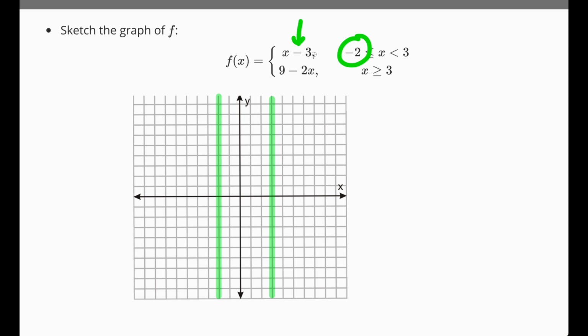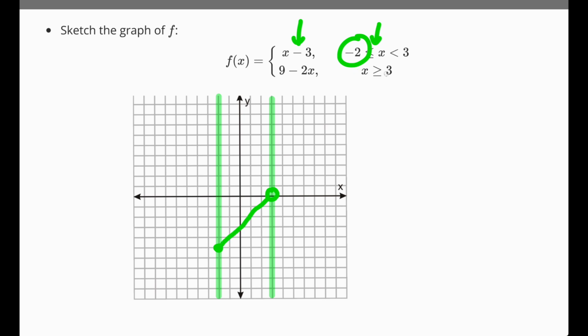First thing we're going to do is plug in -2, because that's the breakpoint, into this right here, and it's -2 minus 3 is -5. So 1, 2, 3, 4, 5, and it is going to be colored in because the -2 is included on that. It's less than or equal to. Then I'm going to plug in 3, and I'm going to get 0. And because that's not included, I'm going to make it an open circle like that. And because this is linear, we can just connect the dots.